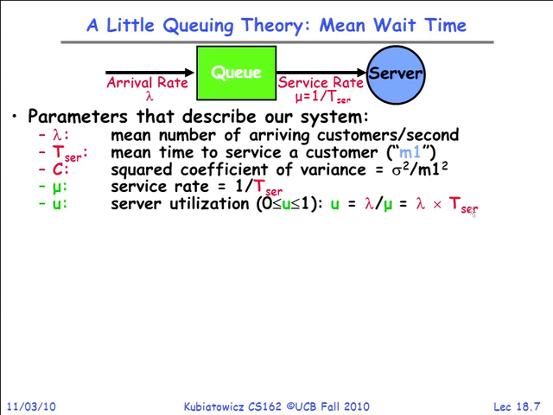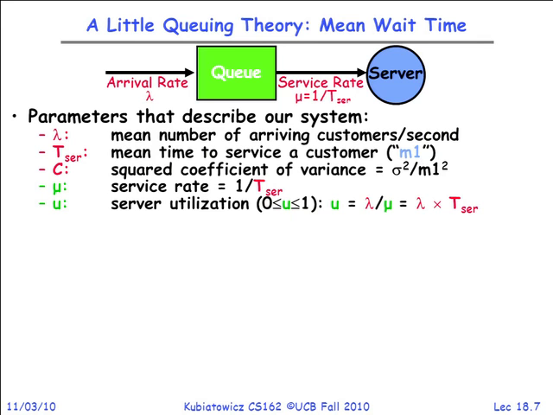Utilization is a number that when it's 1, the server is working as fast as they possibly can. They're 100% utilized. That means there's always somebody at the counter all the time. What is that equal to? It's the rate of people coming in times how long it takes to serve them, or the rate of people coming in over the rate of people going out.